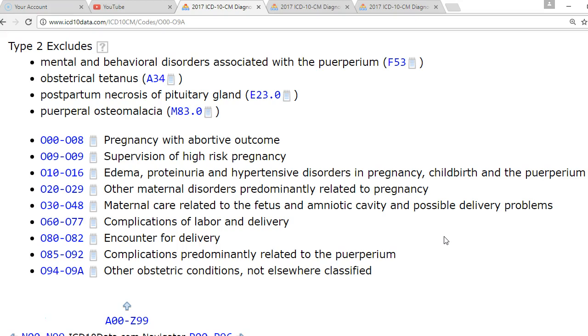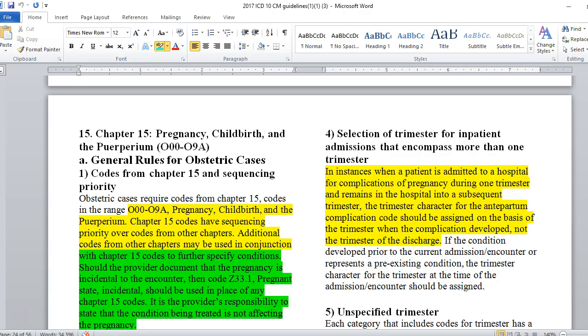Maternal care related to fetus and amniotic cavity and possible delivery problems. Again, multiple babies, mom's pelvis and baby's head don't match, things like that. Complications of labor and delivery, which we're going to look at. Encounters for delivery, as well as complications related to the puerperium and then other obstetrical conditions. So let's go back to our guidelines.